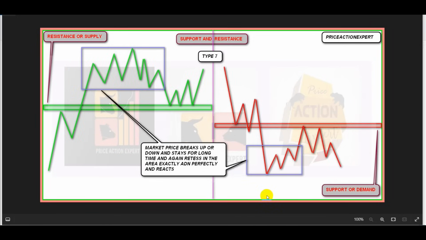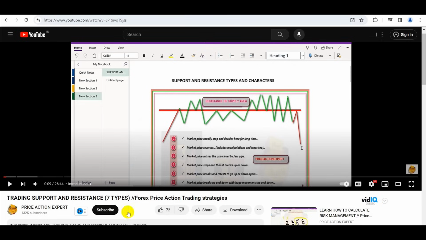The last one is the market breaks up and stays up for a very long time. From there it comes down. Here also it stays a bit, and after that it moves up and continues in the same direction. You can see here my YouTube video. It's almost a 30 minute video on the characteristics of support and resistance that I have posted. You have to watch this video if you want to understand this concept which I have explained.